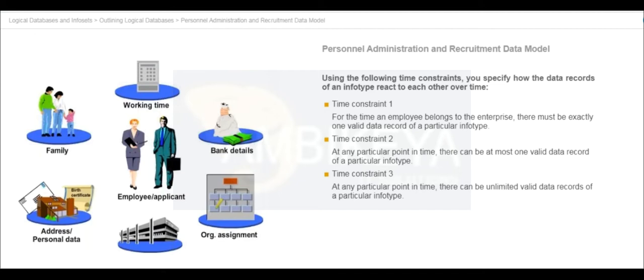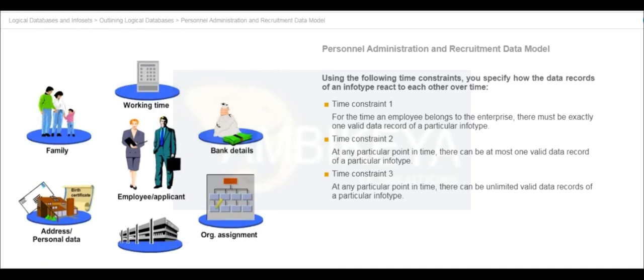Using the following time constraints, you specify how the data records of an infotype react to each other over time. Time constraint 1. For the time an employee belongs to the enterprise, there must be exactly one valid data record of a particular infotype. Time constraint 2. At any particular point in time, there can be at most one valid data record of a particular infotype. Time constraint 3. At any particular point in time, there can be unlimited valid data records of a particular infotype.